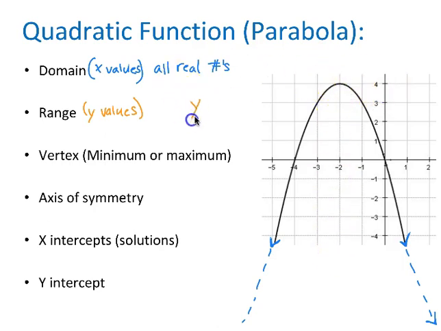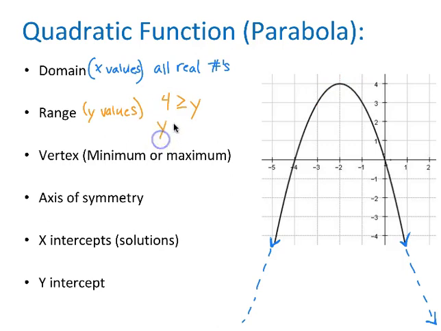So the y values have to be less than, right? Because all of our y values are less than 4. So my possible y values have to be less than or equal to 4. But what about, can it be any greater than 4? No. So my y value is going to be less than or equal to 4.